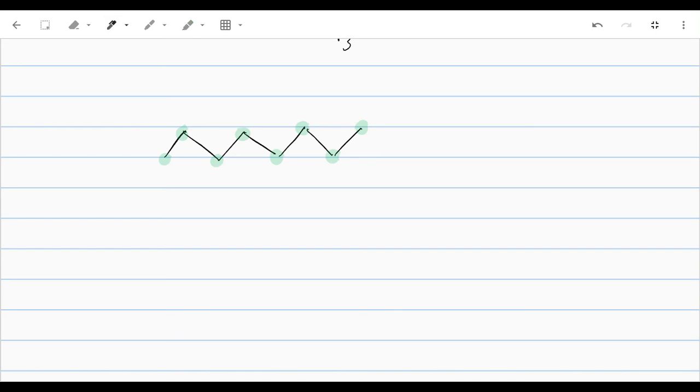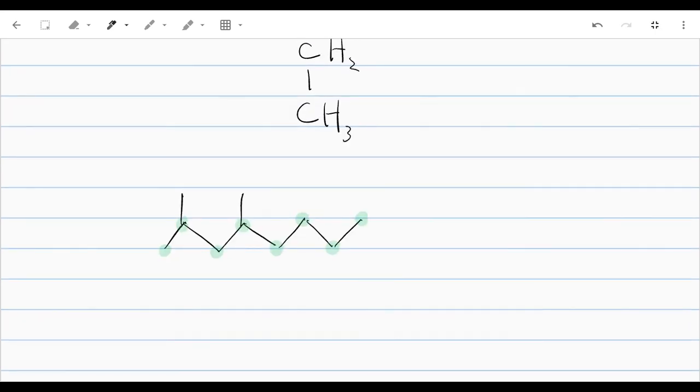Then I have a methyl group on carbon 2, which will be right here. Methyl group will just be 1 carbon. And then I have 2 propyl groups on carbon 4. 1, 2, 3. 1, 2, 3. And that is another perfectly valid way to draw this diagram.